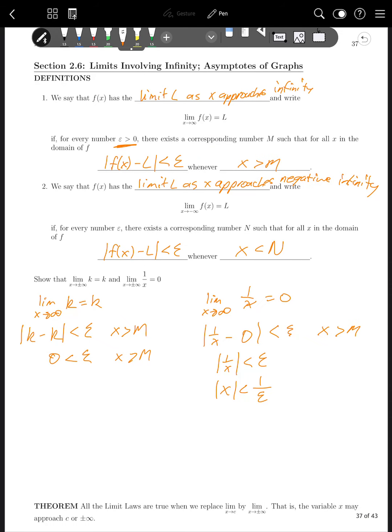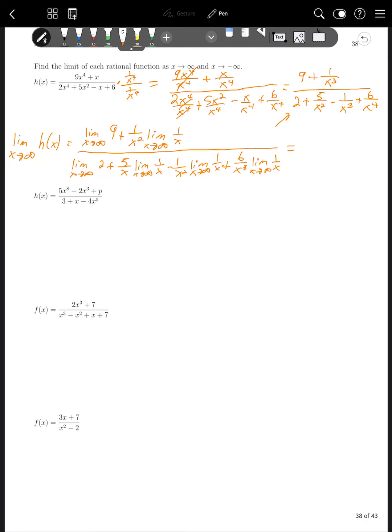If we go back to the previous page, we can see that the limit of a constant as x goes to infinity is the constant, and the limit of 1 over x as we go to infinity is 0. So the limit as x approaches infinity of 9 is 9, but the limit of 1 over x is 0. If this part is 0, 0 times anything is 0, so this just becomes 9 plus 0. And on the bottom, a similar thing happens. The limit of 2 is 2, but all of the other terms have a limit of 1 over x, which is 0. So this would be plus 0, plus 0, plus 0. And so this ends up being 9 halves.